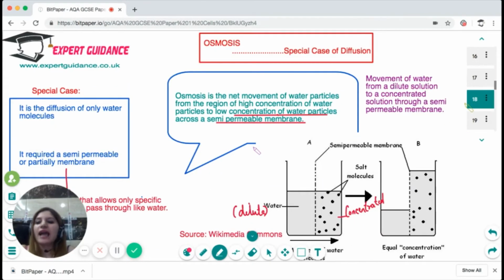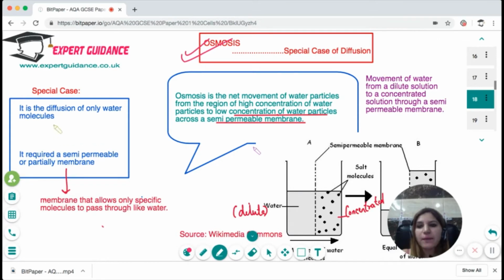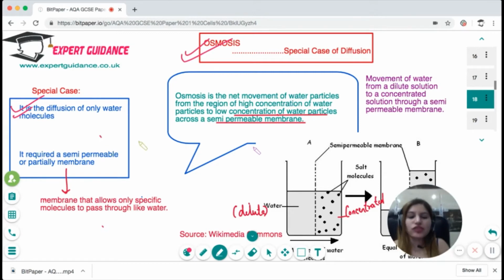Now let us look at another special case of diffusion called osmosis. Why is osmosis a special case? Because there are two special things in osmosis. First, it is the diffusion of only water molecules. Diffusion can be diffusion of any substance, but osmosis is the diffusion of just water molecules. And second, a semi-permeable membrane or partially permeable membrane is required. Now, what is a semi-permeable membrane? The membrane that allows only specific molecules to pass through, like water.